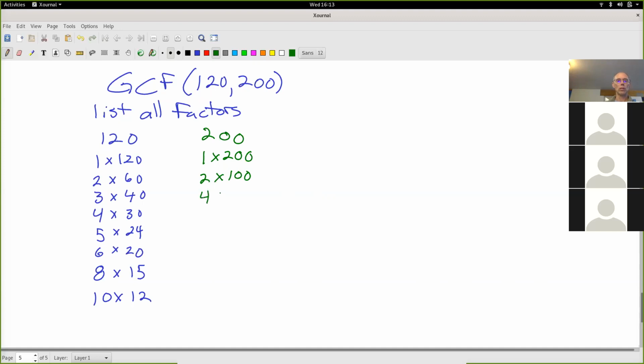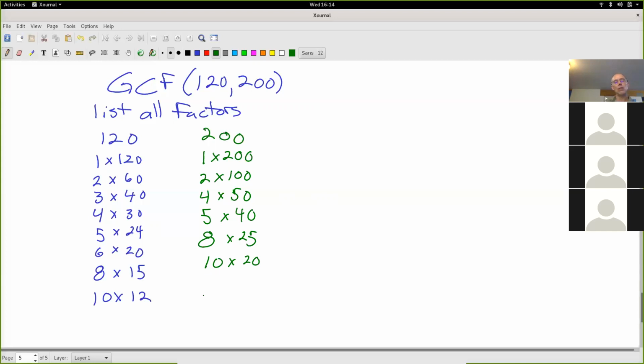3 doesn't work, 4 does work, 5 does work, 6 doesn't because 3 didn't, 7 doesn't, 8 does, 8 times what, 25? 9 doesn't, 10 clearly does, 10 times 20, 11, no, 12, no, 13, 14, 15, 16, 17, 18, 19, 20. I think that's the end of it. Did I miss anything? It looks good. That's what I got.